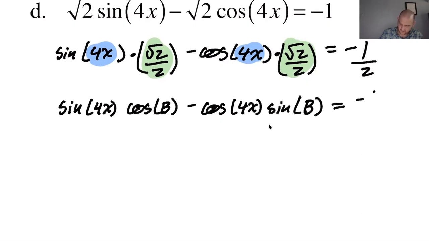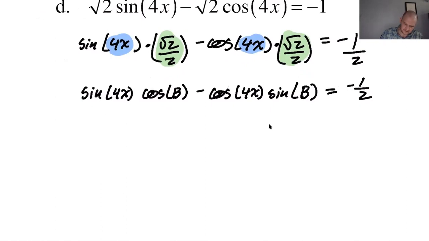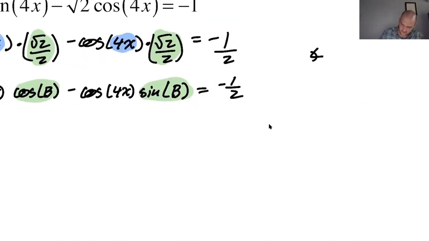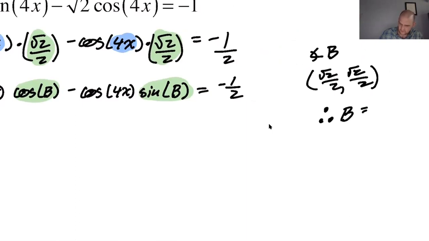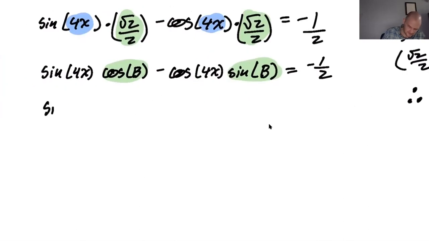Which is why knowing the formulas is really important. So if that's the case, then the cosine of b is root 2 over 2, and the sine of b is root 2 over 2. So we actually know that for angle b, the ordered pair is root 2 over 2, root 2 over 2, and we know what that is. So b is pi over 4. And so we can rewrite this as the sine of 4x, the cosine of pi over 4.